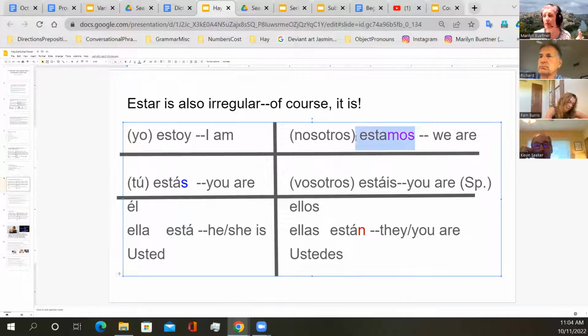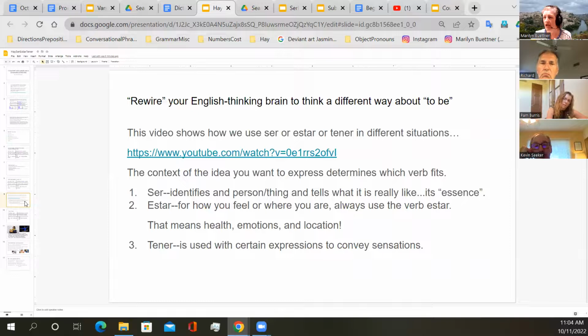Nosotros gets estamos. It gets a mos. Here's the vosotros, estáis. We're not going to use that one. And here's the they or you guys form of estar, están. So we use these for location, health, feelings. I'm going to send you a little video that will help you with that a little bit.